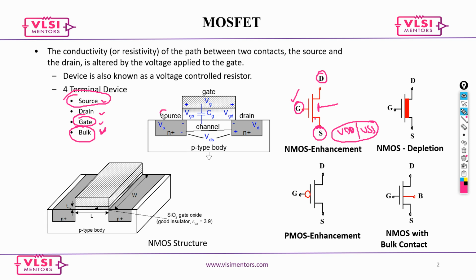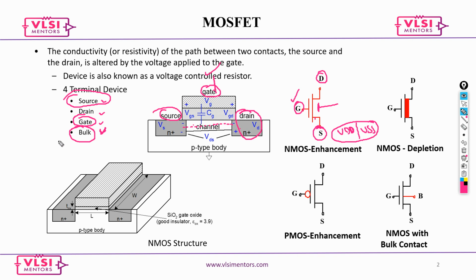Say this is your source, and this is your gate. Now say you apply a certain voltage on the gate. Then the data travels and your drain gets charged. Basically the data travels. So it is the gate which controls the switching.